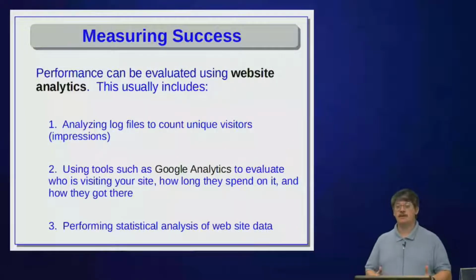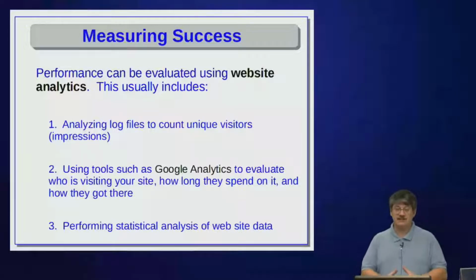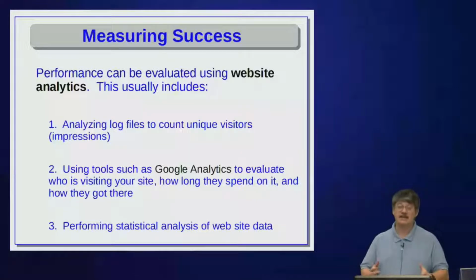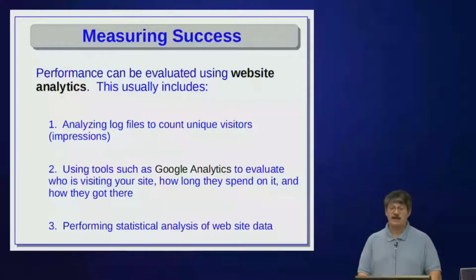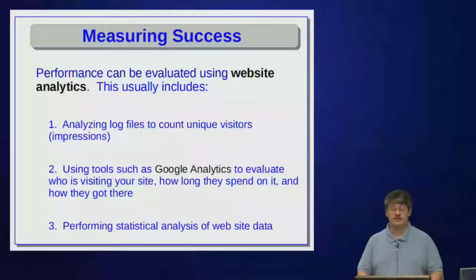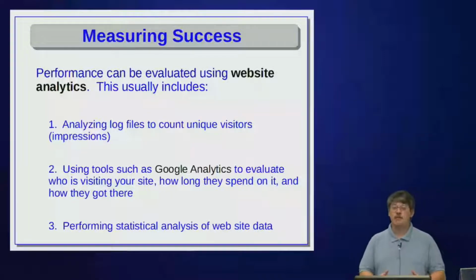So if we want to evaluate the success of our strategy, we can look at what are called website analytics. And these usually come from either your server logs or from cookies and other means of tracking web behavior. So you can look at your log files, and I think we talked about how to do that in the last lecture, and you can count unique visitors or impressions. You can also use tools like Google Analytics that will tell you a lot more information.